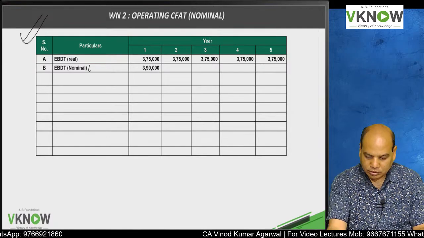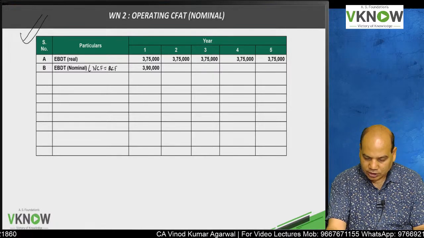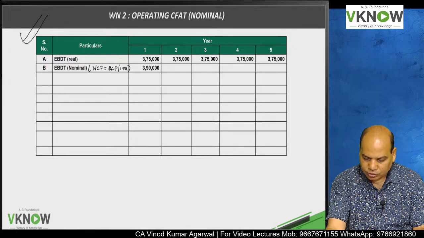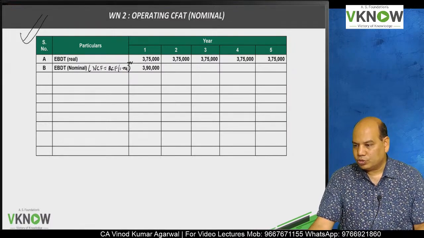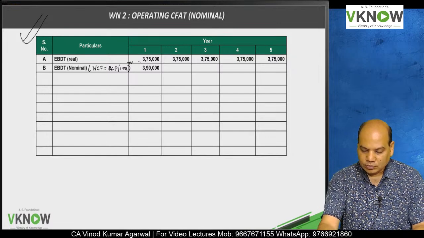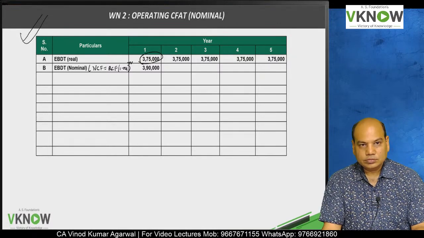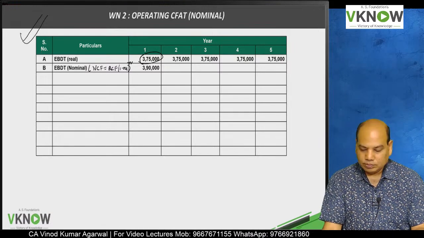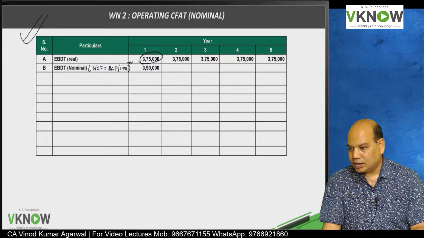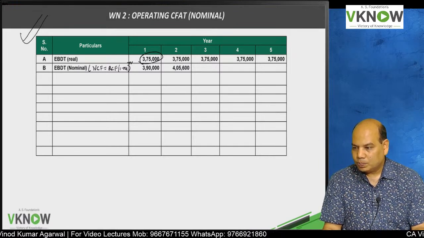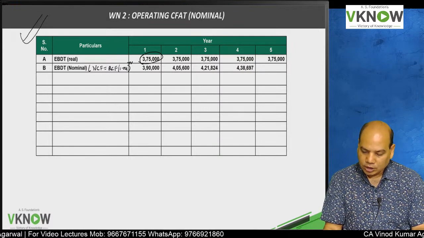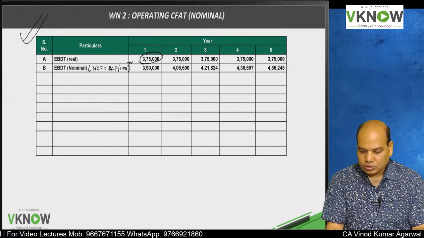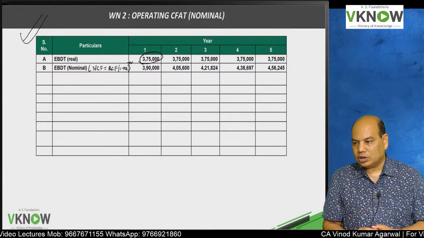So you will have to write here: nominal cash flow is real cash flow into 1.04 to the power n, where 4% is inflation. So how do I do it fast? 3,75,000 plus 4%, 390,000, plus 4%, plus 4%, plus 4%, and plus 4%. So this is your nominal cash flow.